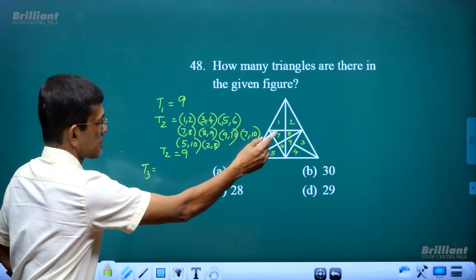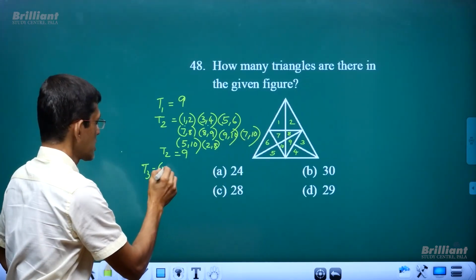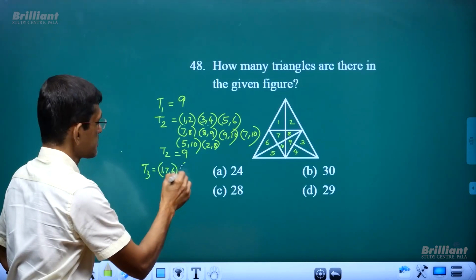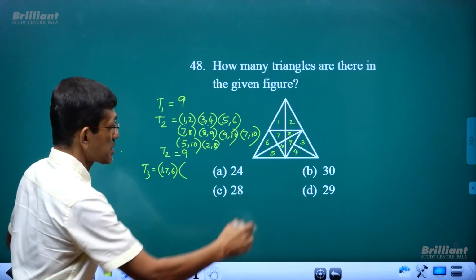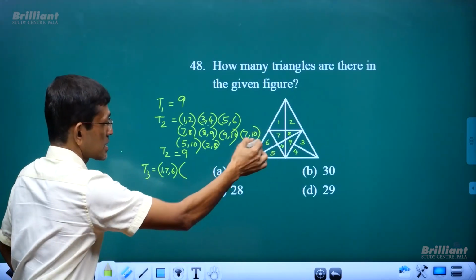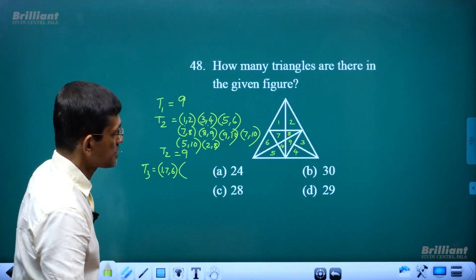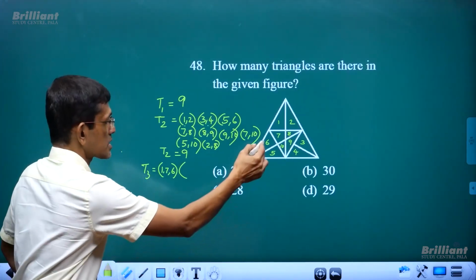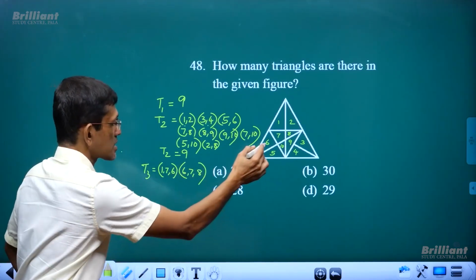So 1, 7, 6 is a triangle. Let me mark it as 1, 7, 6. Three pieces together: 1, 7, 6. Then any other three pieces together? Well, 6, 7, 8. That's a triangle.